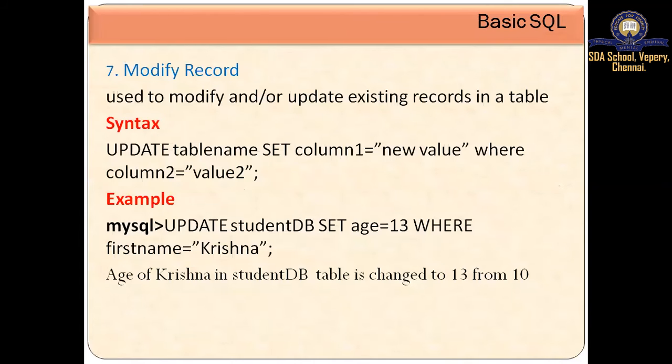Update. Suppose a table studentDB contains the age of Krishna as 10, now it has to be replaced with 13. So update studentDB, the name of the table. Set is a keyword. Age equal to 13. Already the age of Krishna in the studentDB table is, sorry, 10. I'm going to replace that 10 by 13. So the syntax is: update table name, set column 1 equal to new value where column 2 equal to value 2.